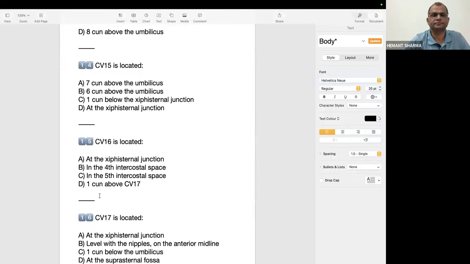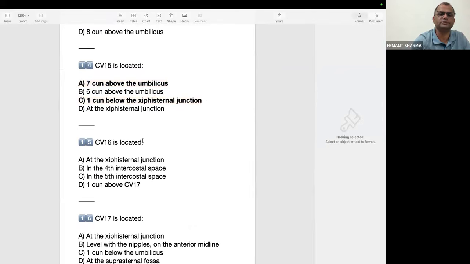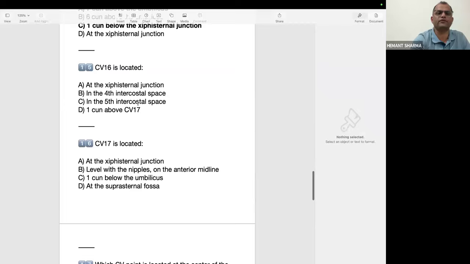CV15 is located seven tsun below the xiphisternal junction, or seven tsun above the umbilicus. Both are the same, both are the right answer. Yes, both are the same. Question number 15.